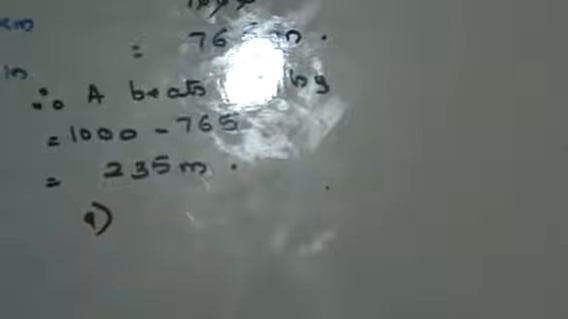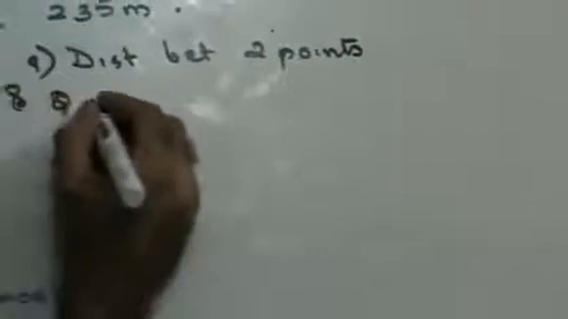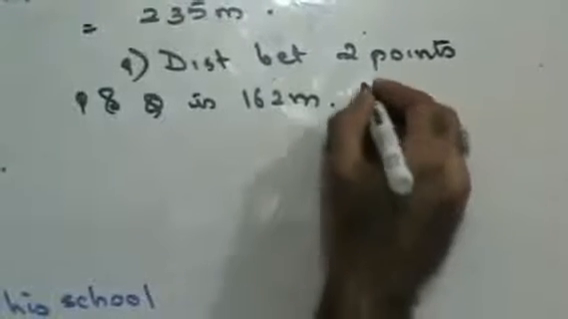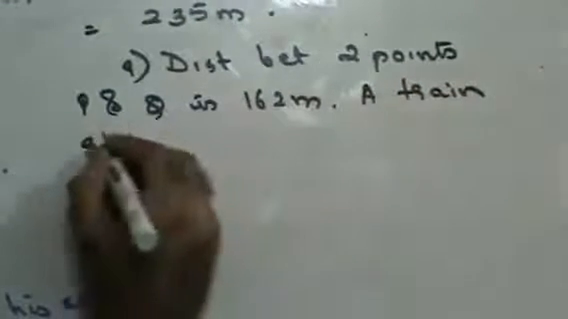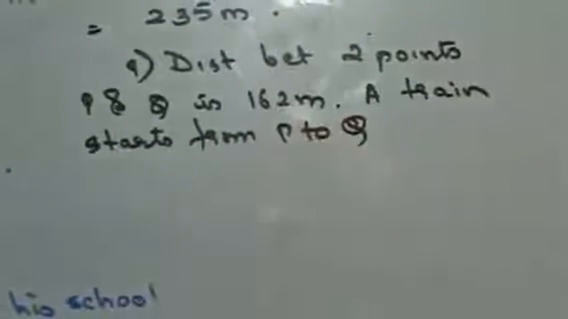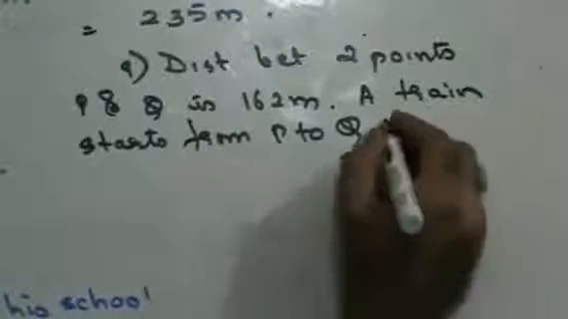Next, let's see another sum, guys. The distance between 2 points P and Q is 162 kilometers. A train starts from P to Q. At the same time, another train starts from Q to P.